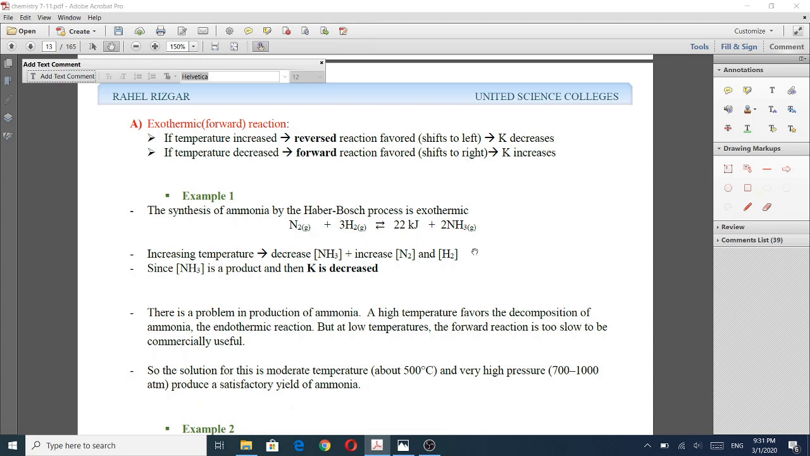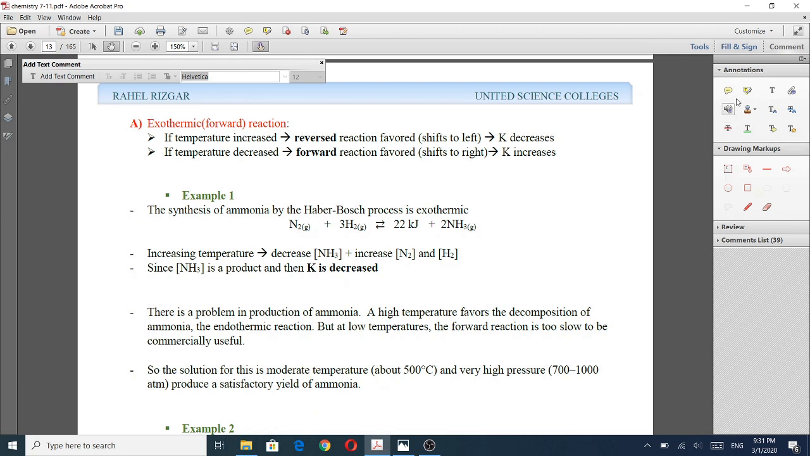If temperature is increased, you are applying heat to the product side of the reaction. So you are forcing the reaction to go back to the reactant side. So the reaction will favor the reverse reaction, or will shift to the left. But here's the point: K now changes by changing temperature, and K will decrease by increasing temperature, but this is only for exothermic reactions.